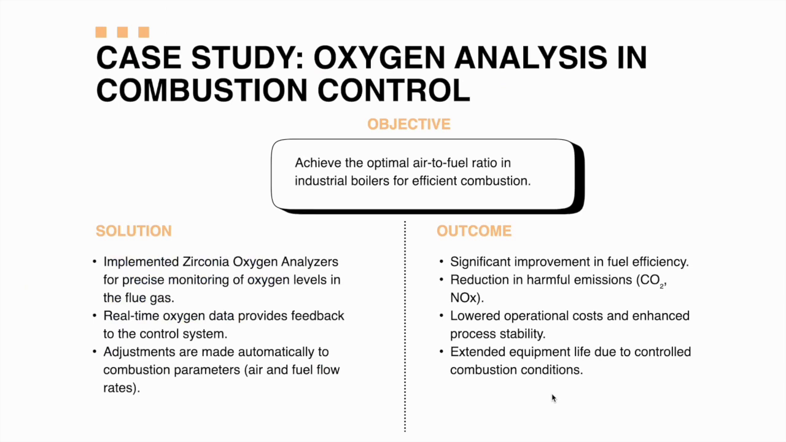So now moving on to the case study where we do oxygen analysis in combustion control. The objective of this case study is to achieve the optimal air to fuel ratio in industrial boilers for efficient combustion. The implemented solution was to use zirconia oxygen analyzers for precise monitoring of oxygen levels in the flue gas, and the real-time oxygen data provides feedback to the control system. Adjustments were made automatically to combustion parameters.